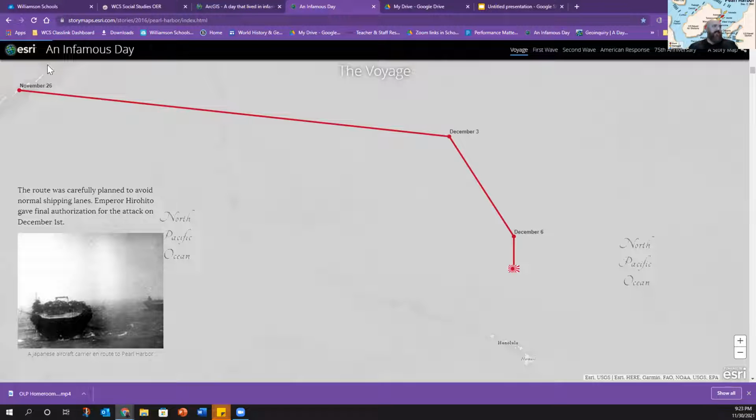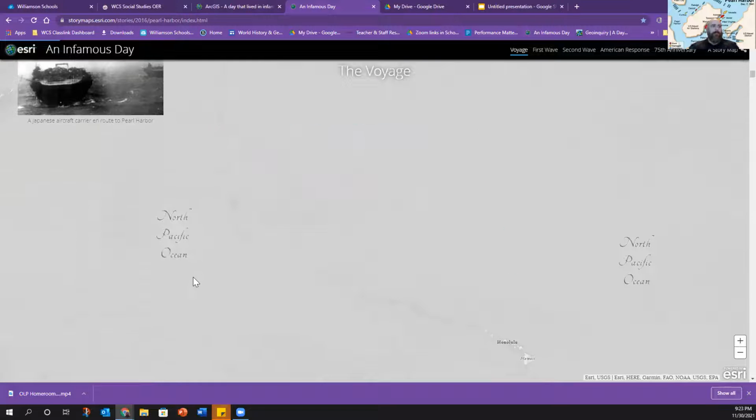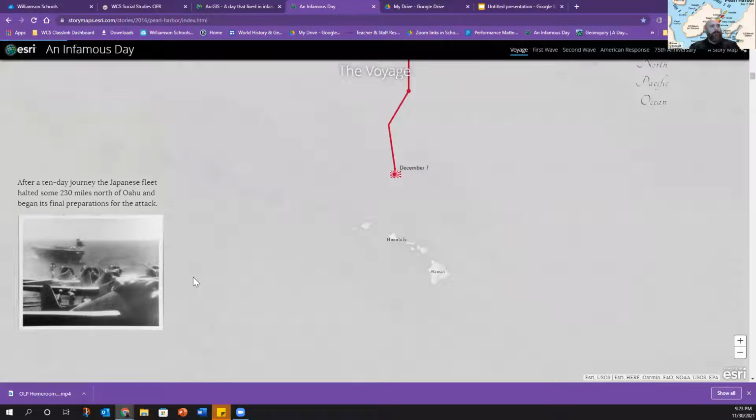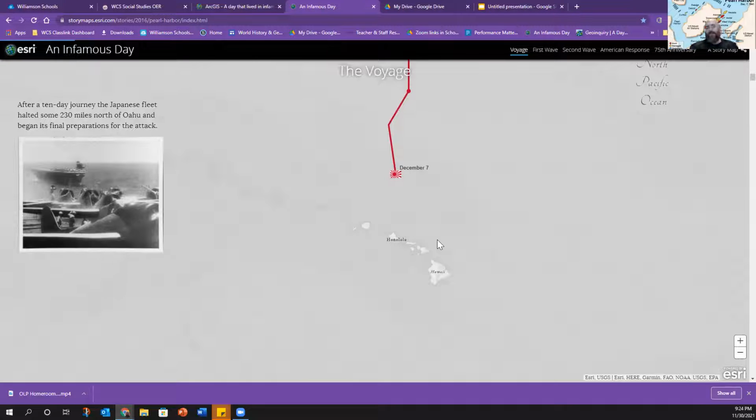And so you see that they go straight across and then a little bit over, and then they set up shop here, north of the Hawaiian Islands, right? It takes them 10 days to get there. And so they're up here, 230 miles north of Oahu, as they prepare for these 2 attack waves. And you can see the planes, and you've got another aircraft carrier in the distance.